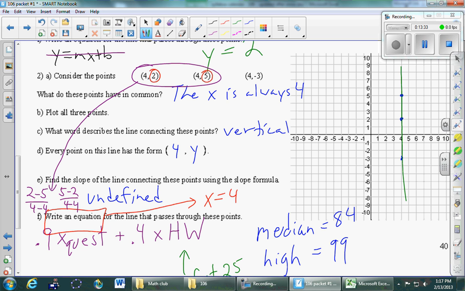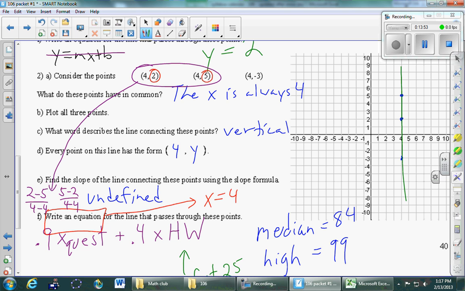The only reason I was asking is because I do it the other way, if that was going to come back and bite you. It will never bite you. Just be consistent, as folks are saying. So either way, it's undefined. And then the equation here, again, the characteristic was that the x was always 4. So how do you capture that in an equation? x equals 4. All right?